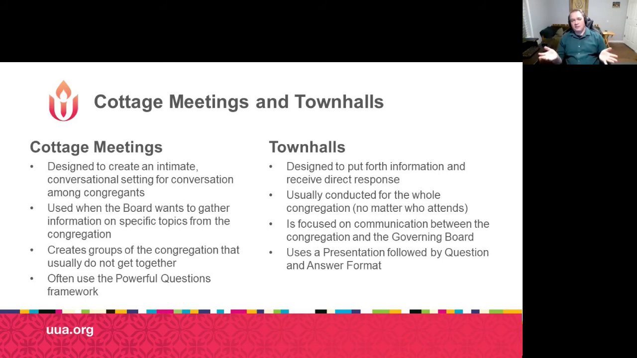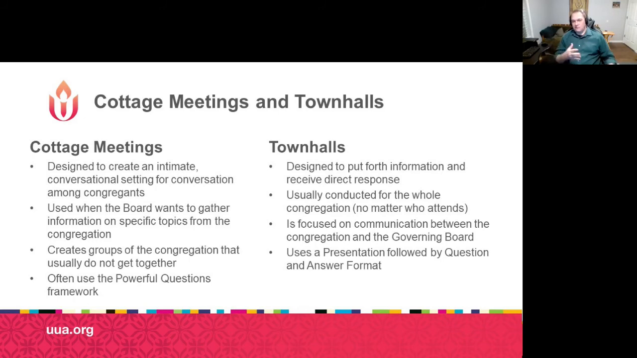So town halls, I'm not going to spend a lot of time on them. Most congregations do town halls at some point, where it's designed really to put forth information and receive direct response. The board is presenting the budget and receiving responses from the congregation about the draft budget, right? That's a town hall. Or the board is going to put forth our new strategic plan and receive response from members of the congregation. Usually conducted for the whole congregation, though rarely do you get the whole congregation to attend. If the whole congregation attends, that's probably a sign that this is something pretty controversial and needs to be handled carefully.